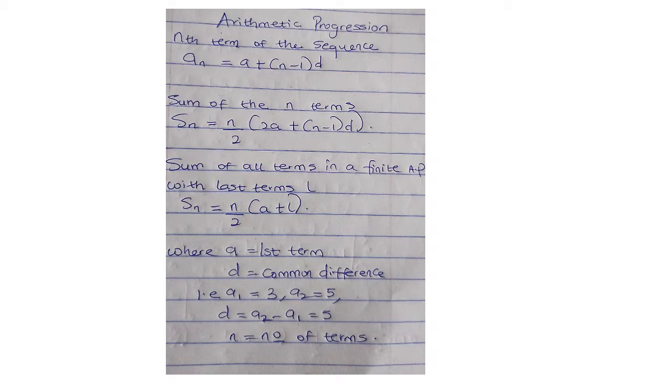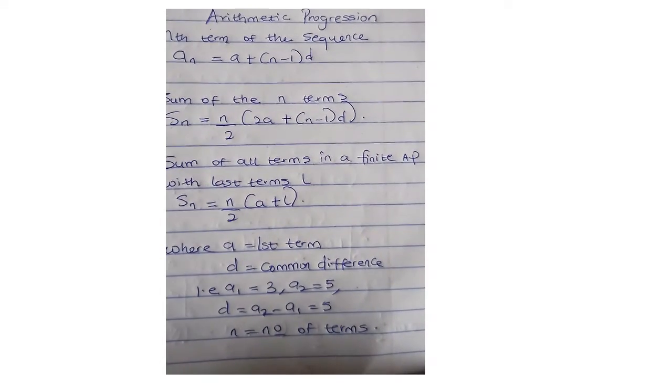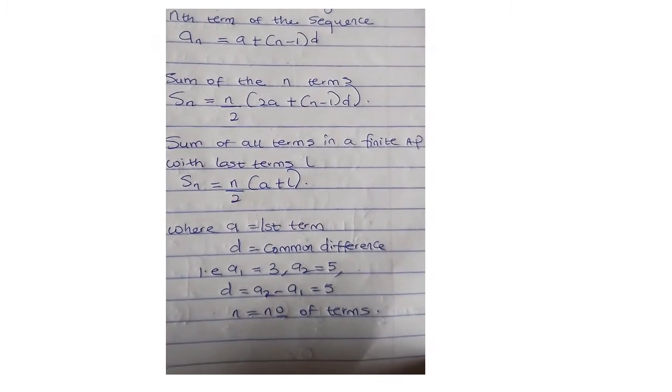In this video we're going to talk about arithmetic progression. It can also be called the arithmetic sequence. We've heard about arithmetic progression, AP, GP. These are the types of progression. We have the arithmetic progression, geometric progression, and the harmonic progression. Today we're just going to deal with arithmetic progression.